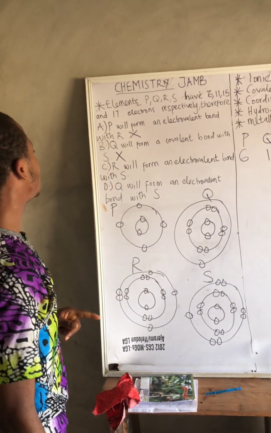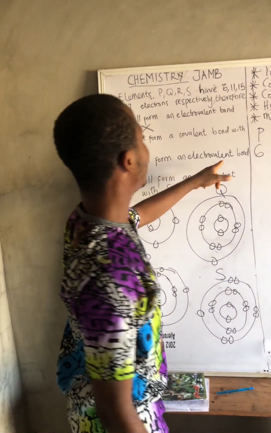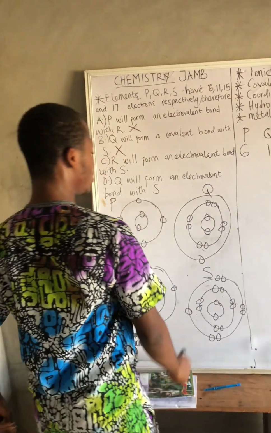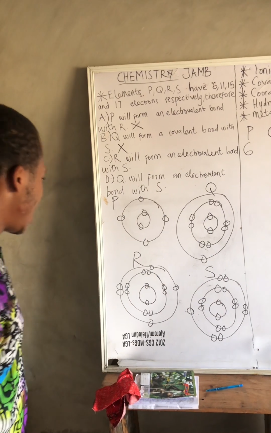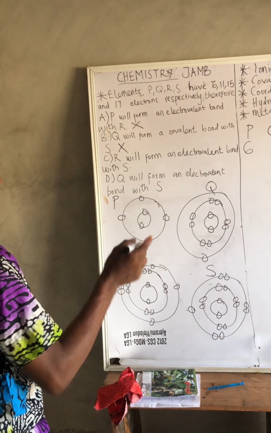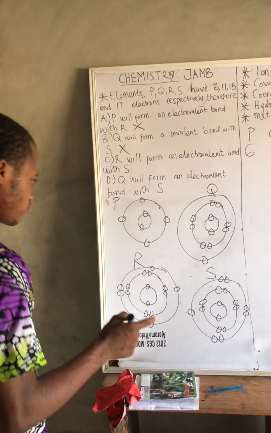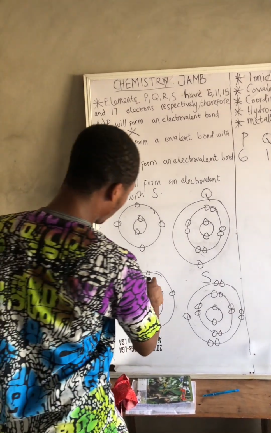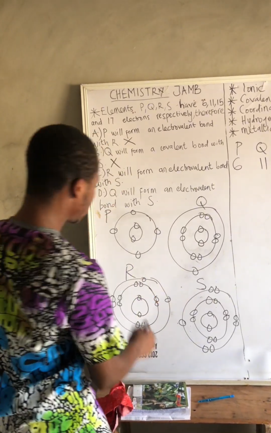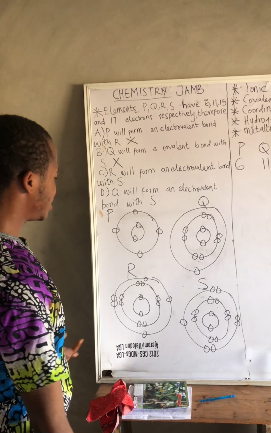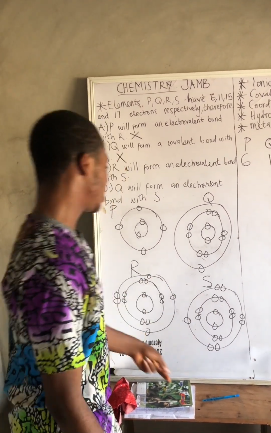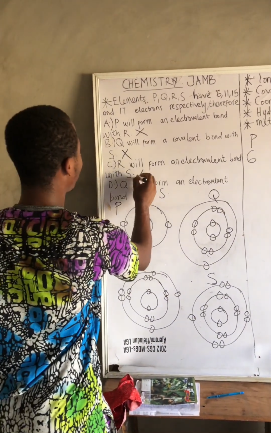Let us check option C. R will form an electrovalent bond with S. I know, you guys, an electrovalent bond is a type of bonding where an electron is completely transferred. So let us check this. If this one wants to completely transfer an electron to this, it is not going to be stable. This needs to attain an octet. So this needs one, and if it shares one, it should not be stable. So this is completely out.